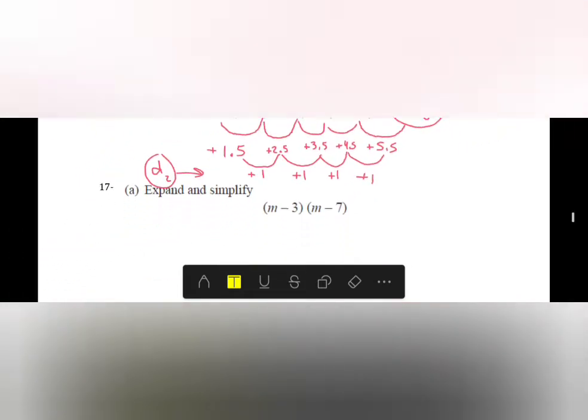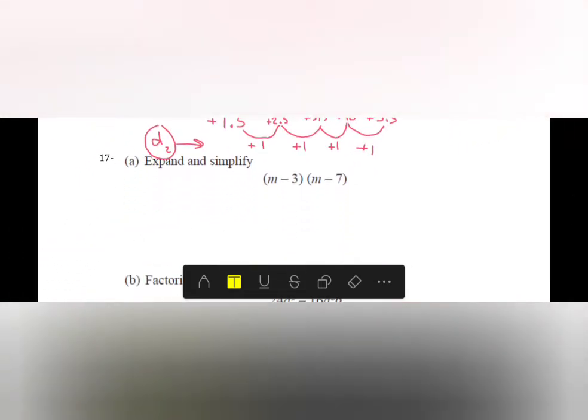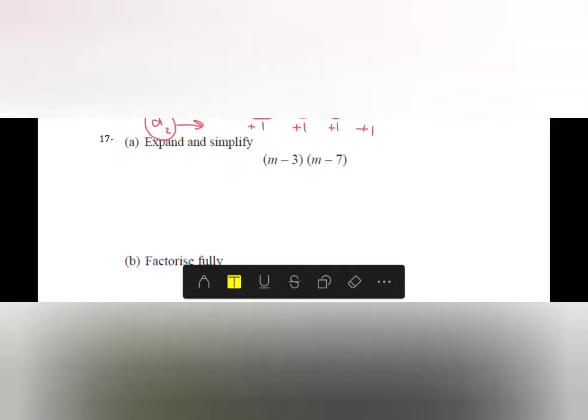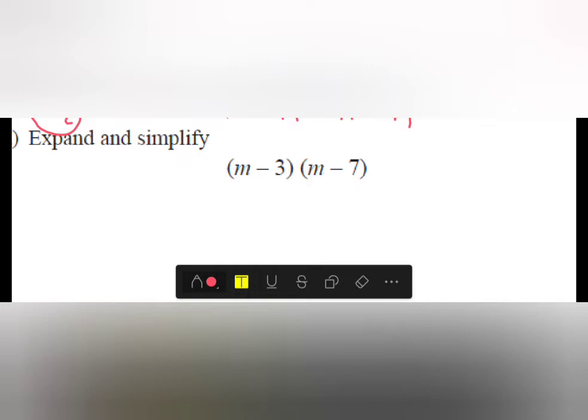Question 17. Expand and simplify. As we said before, these are two brackets. And we're going to expand them. And expanding two brackets will give you what? Very good. They will give you a quadratic expression. So to expand these, we're going to use the first one here and multiply it here and here. And then use the second one and multiply it here and here as we did before.